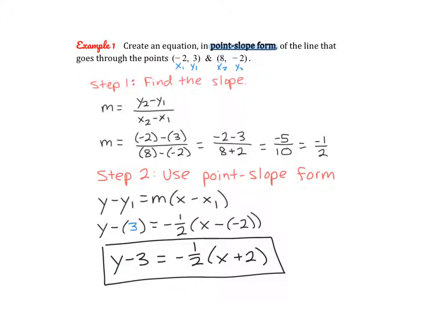So remember, if you are not given the slope, the first thing you will need to do is find the slope. And as long as you have 2 points, you can always use that slope formula to help you do this. Once you have the slope, then you're going to use that point-slope form to create your equation. And sometimes you can leave it like this for your final answer. Sometimes we'll need to rewrite it.